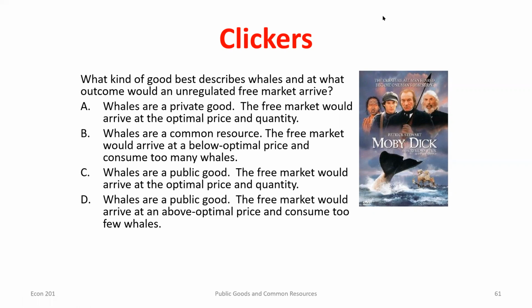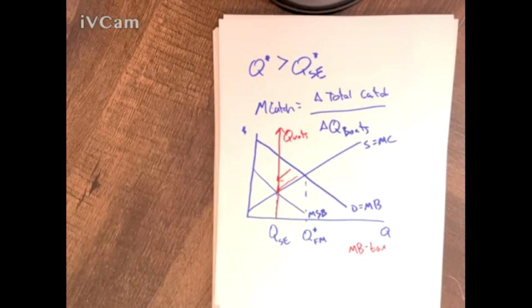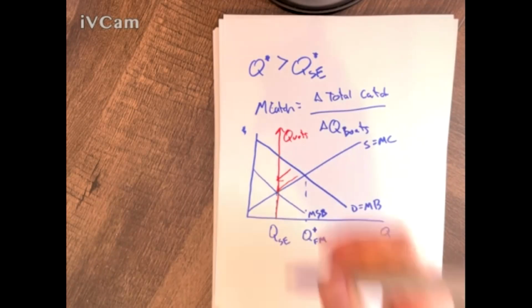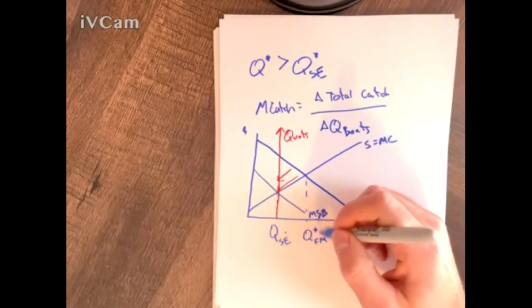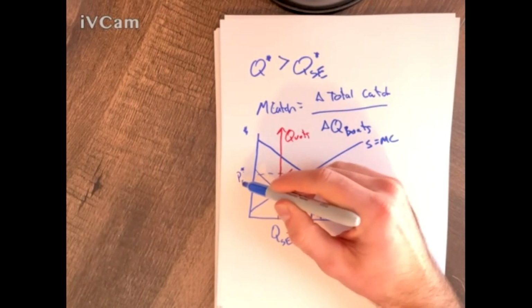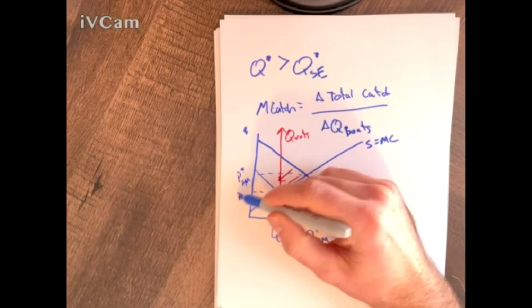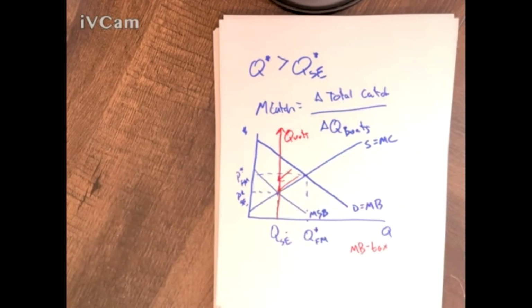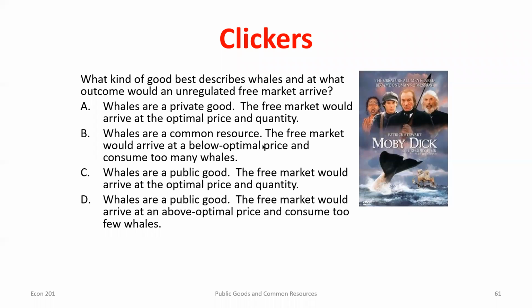Now, we're talking about the price. We can also compare that. I don't think I did before. We said the socially efficient quantity is lower than what the market arrives at, and the price that the market arrives at is greater than the price that society would like to see set. All right, so that was our common resource. We overuse it, and the price is set too high. We consume too many whales.